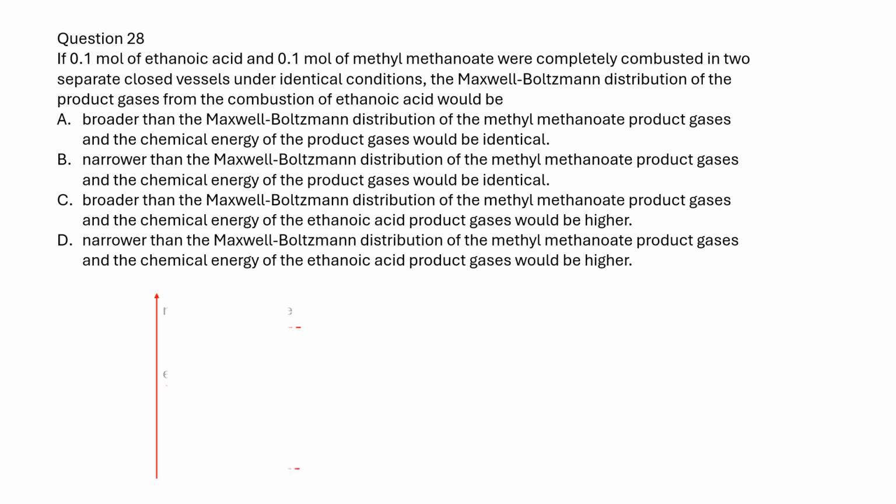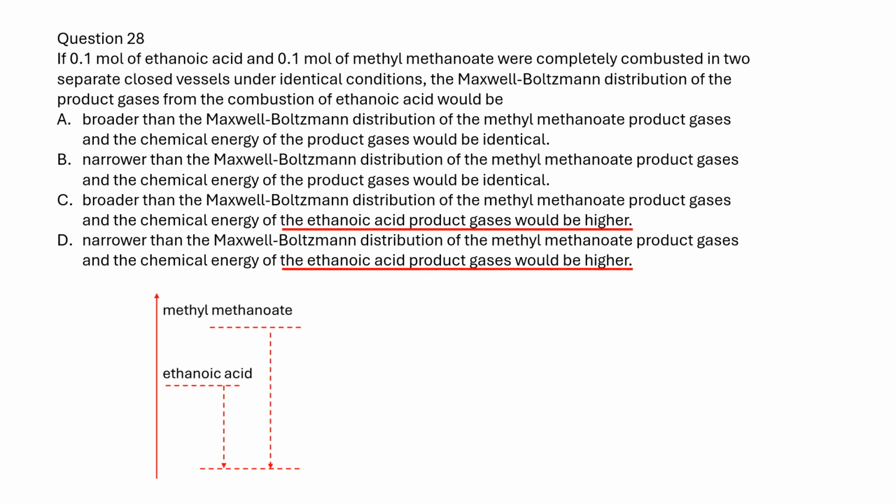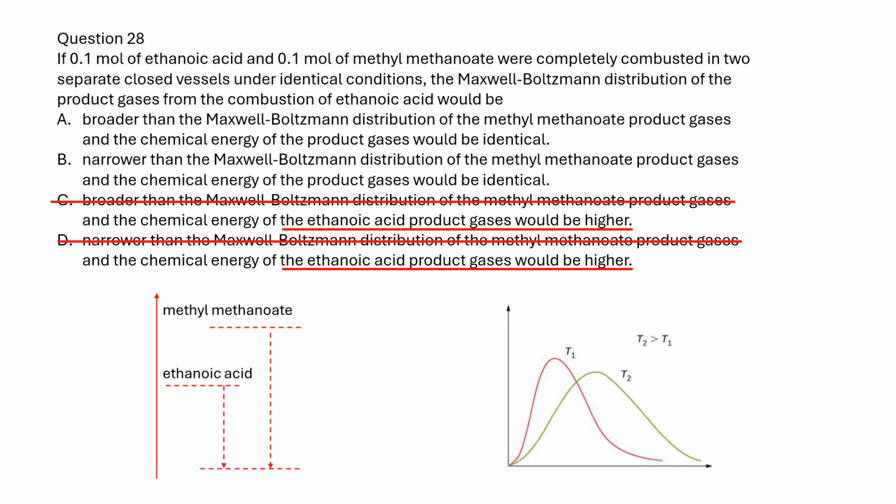The same amount of ethanoic acid and methyl methanoate are completely combusted in 2 separate closed vessels. They produce the same amount of carbon dioxide and water. So, the chemical energy of products and gases would be the same. So, C and D are eliminated. However, the heat of combustion of ethanoic acid is lower. So, the temperature of ethanoic acid is lower. The lower the temperature, the narrower the Boltzmann distribution. So, A is eliminated, and B is correct.